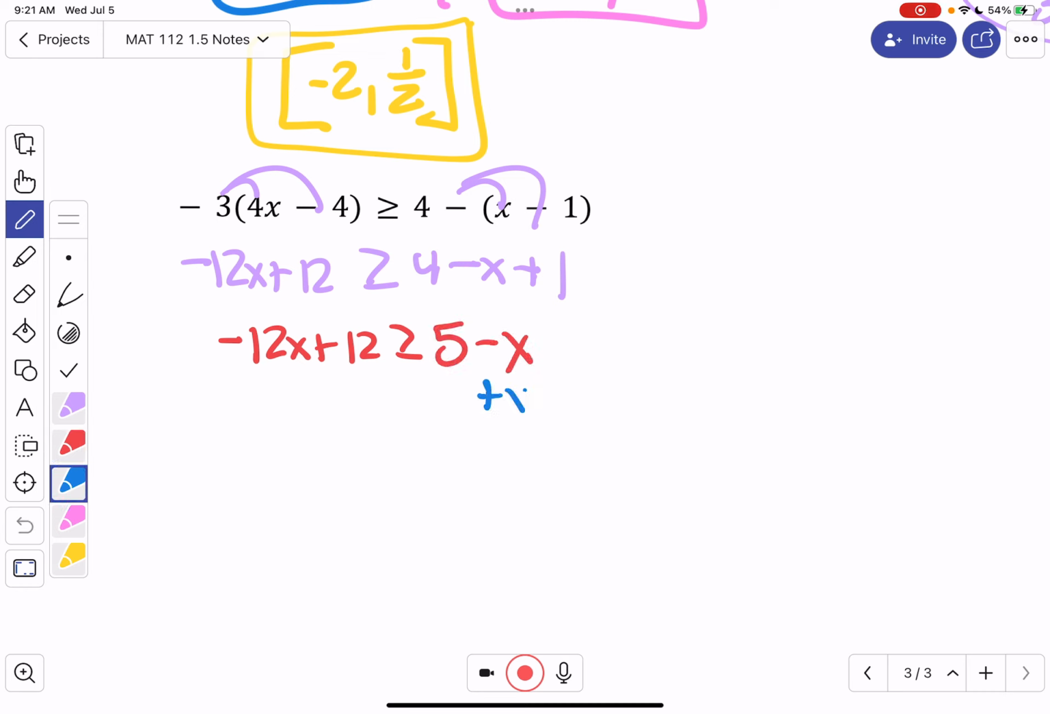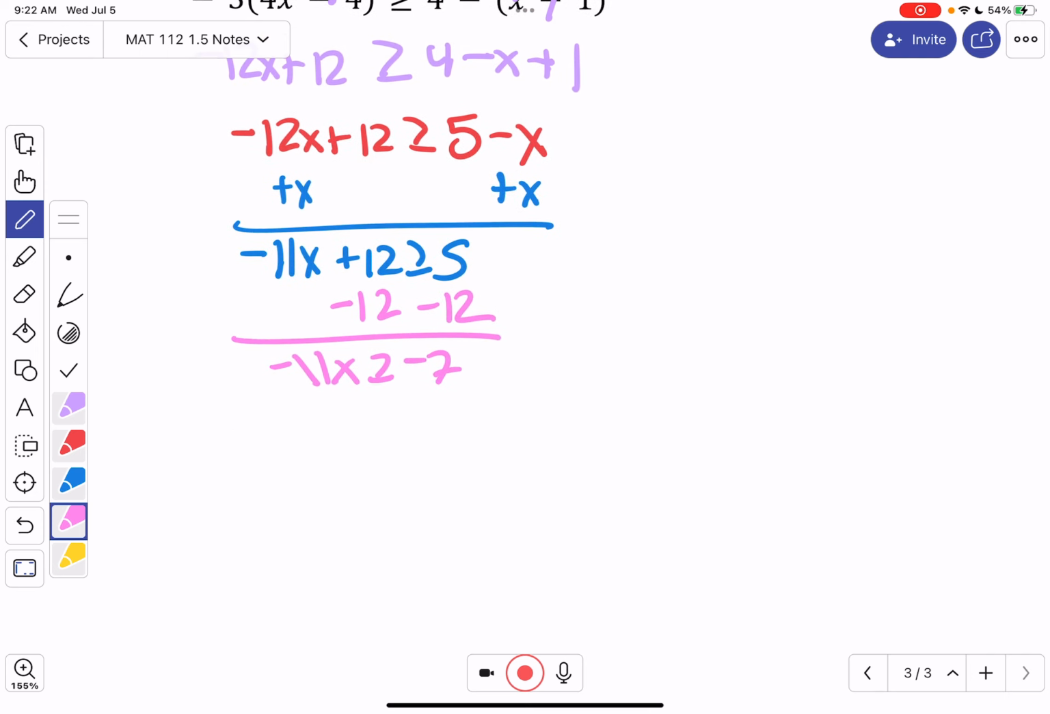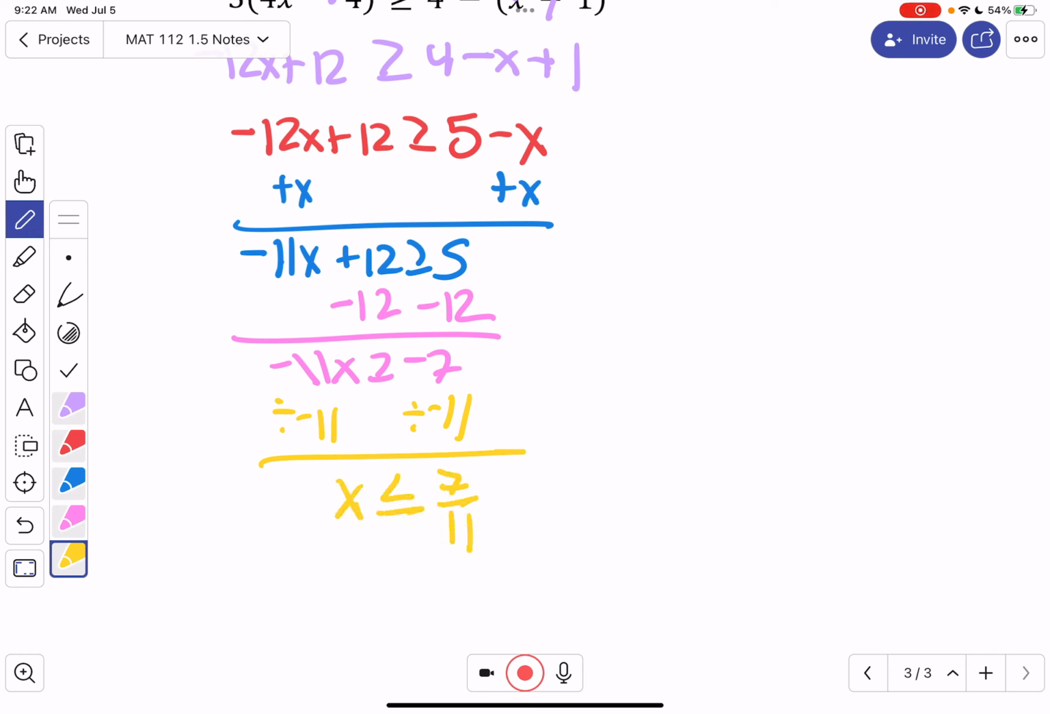Now I want to bring the x to the left. Negative 11x. I want to bring the 12 to the right. And I want to divide by negative 11. So that's going to switch our sign and leave it as a fraction. You can put it in a decimal if you want, but the fraction makes your life easier. That would be our solution.